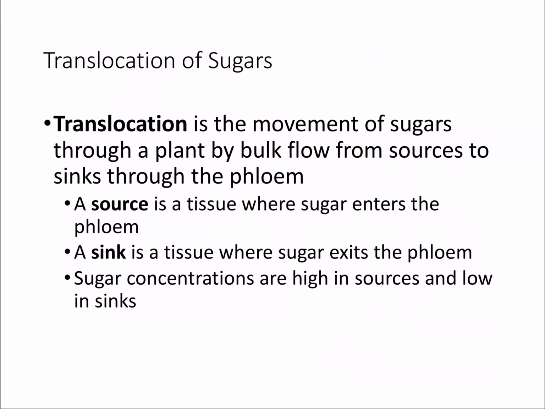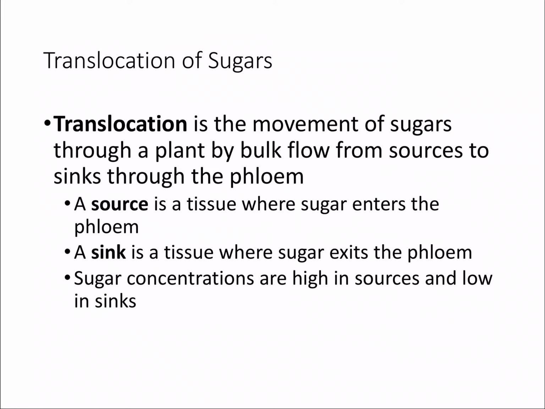So translocation is the movement of sugars through a plant by the process of bulk flow. And this occurs from sources where the sugar is made, like the leaves, to sinks where sugar exits the phloem. And sugar concentrations are going to be high in sources and low in sinks. So that makes sense, right? Where the sugar is produced, you're going to see a high concentration of sugar. It's going to be lower where it's going to exit the phloem and be deposited. So source, where the sugar enters the phloem, sink, where the sugar exits the phloem.